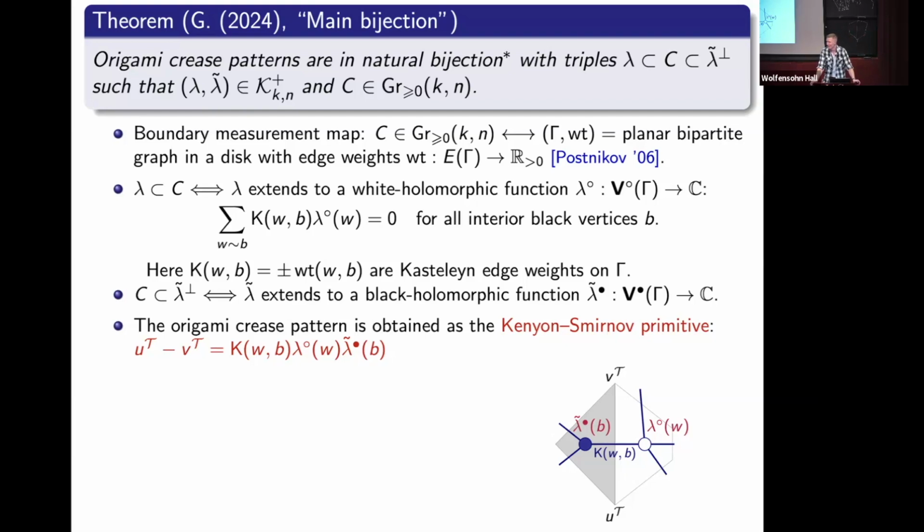Momentum conservation? Momentum conservation. So the momentum conservation is defined on the boundary, right? But you're correct that if you think of this picture as the entire origami crease pattern, then this is like momentum conservation. But then why does momentum conservation hold for each one of these little vertices?